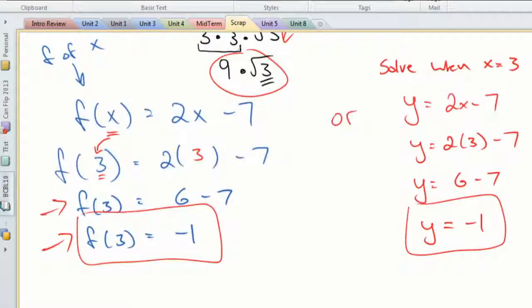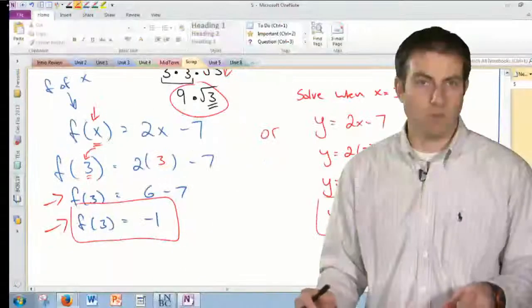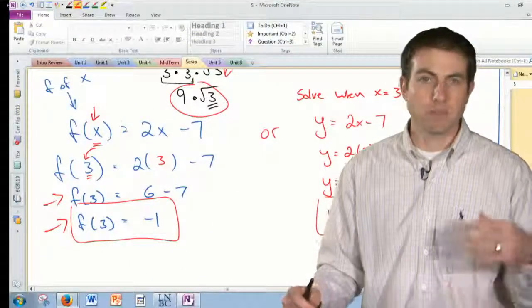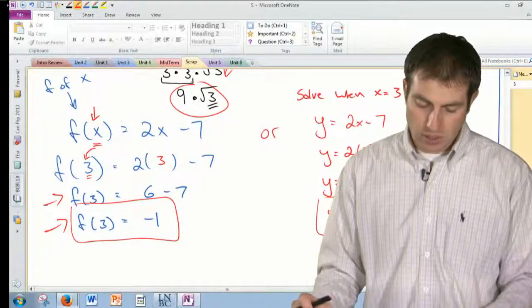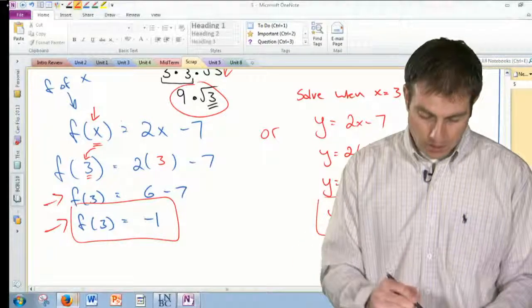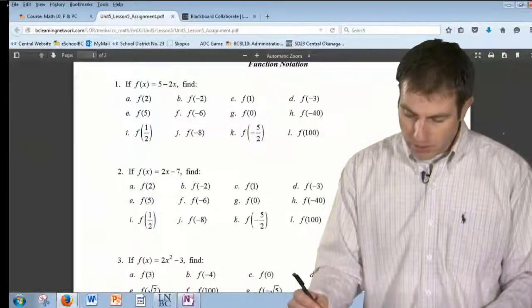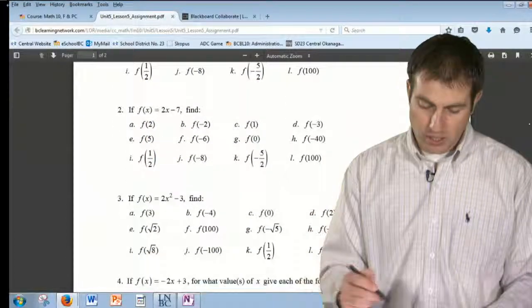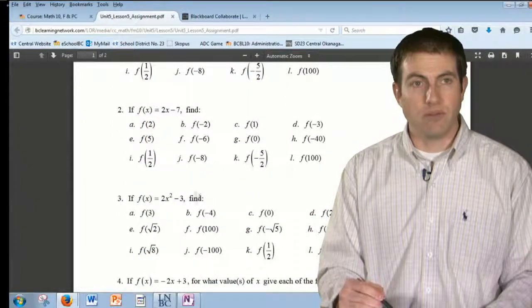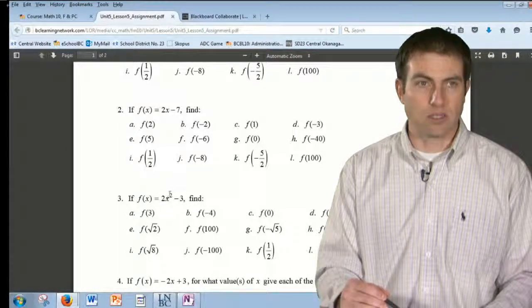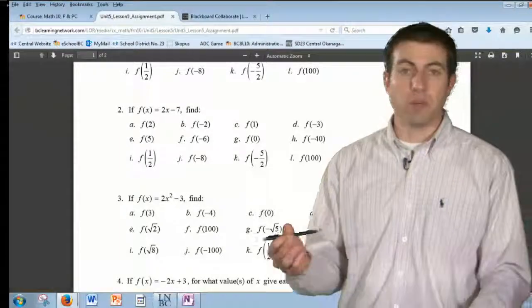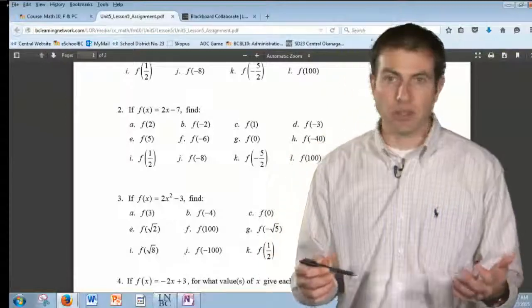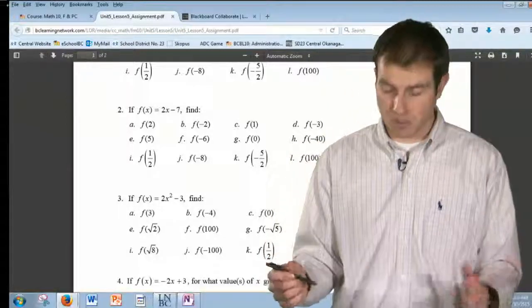You could put any value in you want for x, anything. Negative 1, 72, 3 million, you just solve it like you normally would. Follow your BEDMAS order of operations, see what the answer equals. So that's kind of the first sort of stuff in function notation. There's some other questions. I mean, looking at number 3 here, they've given you an x squared. So when you're doing your BEDMAS, you just have that exponent to deal with in the correct order. So that's something you've seen before.